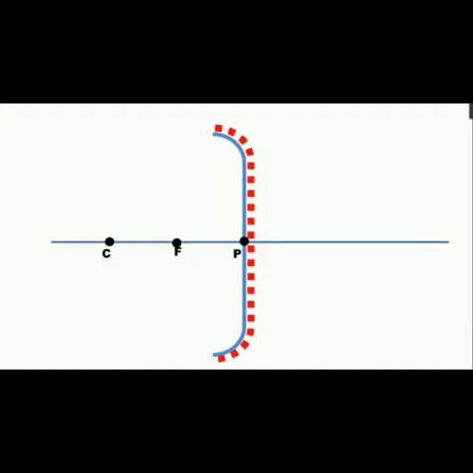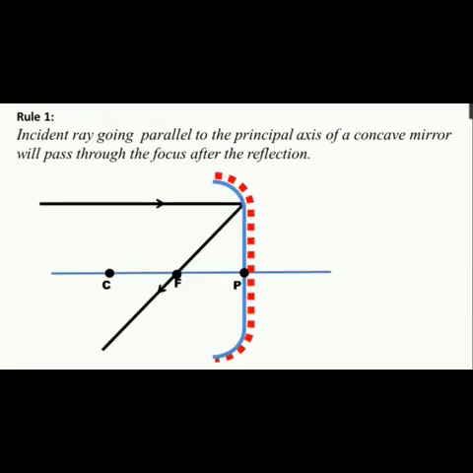So now let's talk about the rules. So when we send a parallel ray to a concave mirror, it passes through the focus. So the next ray, it is also passing through the focus, and one more ray, it is also passing through the focus. So rule number 1 is: a ray going parallel to the principal axis will pass through the focus.